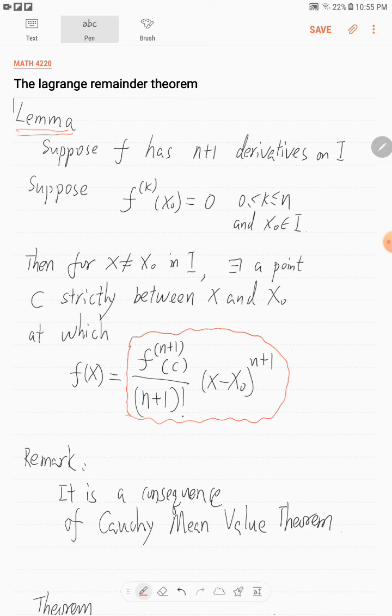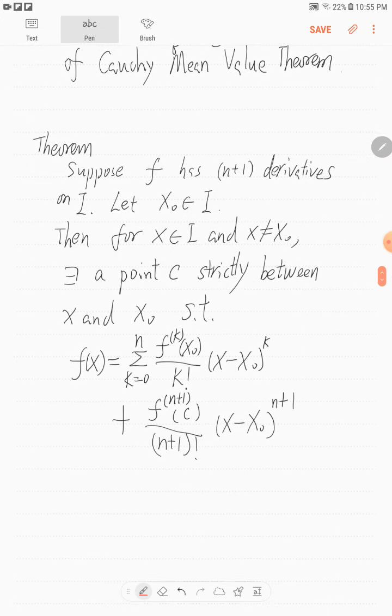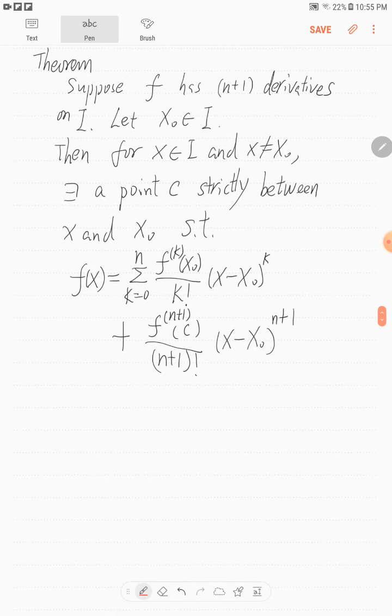Okay, so we want to use this lemma to prove the following theorem, which is the Lagrange remainder theorem. We have the same assumption: f has n plus 1 derivatives, and there exists a point C strictly between x and x0, such that f of x can always be written as the nth Taylor polynomial plus this term. This term is called the remainder, right?